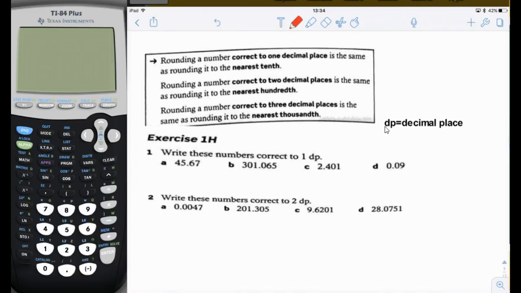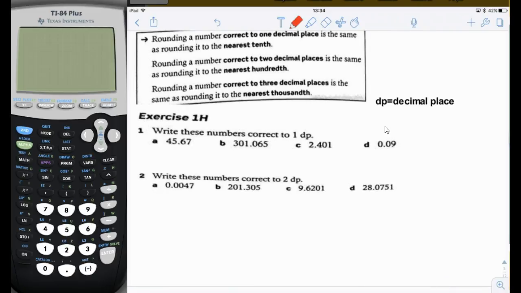Write these numbers correct to 1 decimal place. So 1 decimal place means we want to have one number to the right of the decimal point. So these are the last numbers we want to keep, and anything to the right we want to get rid of. We're just going to look at the 7 and the 6 and the 0 and the 9 to know if we're going to round up or down.